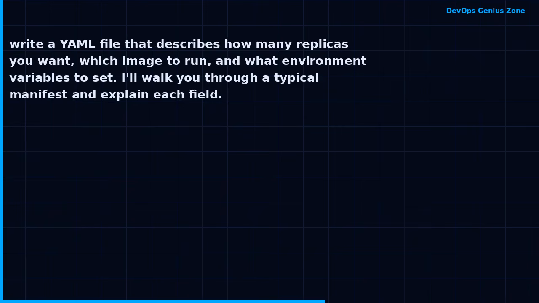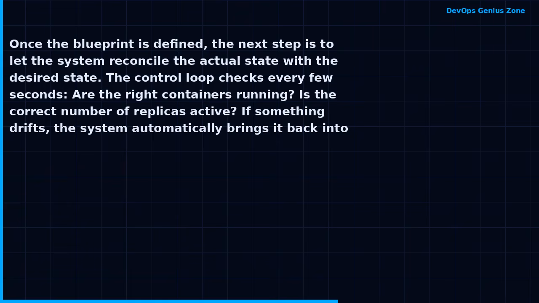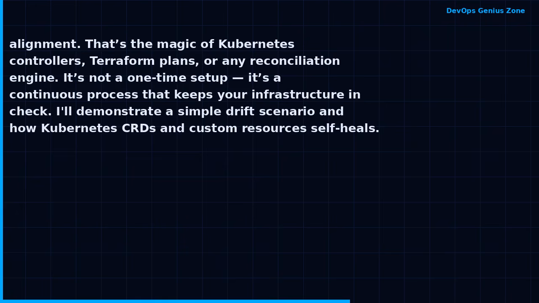Once the blueprint is defined, the next step is to let the system reconcile the actual state with the desired state. The control loop checks every few seconds. Are the right containers running? Is the correct number of replicas active? If something drifts, the system automatically brings it back into alignment. That's the magic of Kubernetes controllers, Terraform plans, or any reconciliation engine. It's not a one-time setup, it's a continuous process that keeps your infrastructure in check. I'll demonstrate a simple drift scenario and how Kubernetes CRDs and custom resources self-heals.